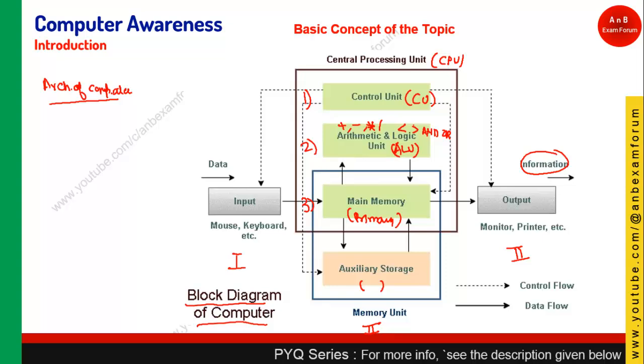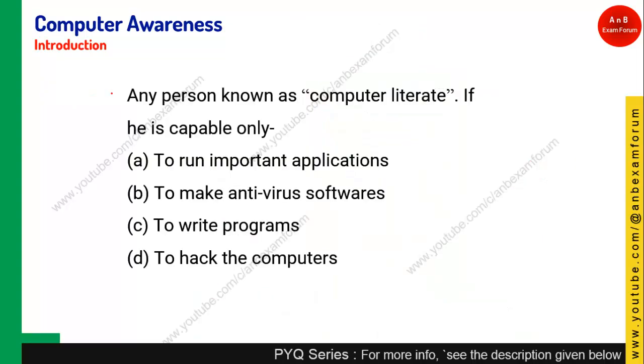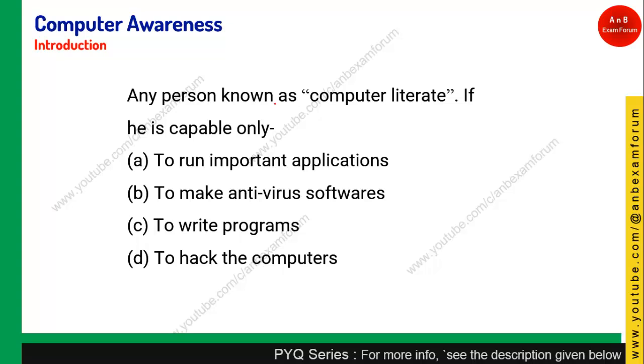So let's see the first question. This is not related to the architecture, but for the introduction part we have put this question. The question says, a person is known as computer literate if he is capable only of what? These are the four options: to run important applications, to make antivirus software, to write programs, to hack computers.